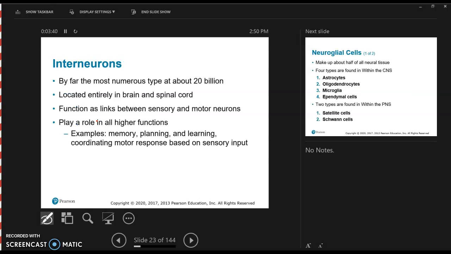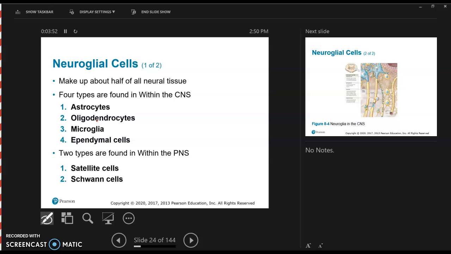And then we have interneurons. There's about 20 billion of these, and they're located in the brain and the spinal cord. They're the links between sensory and motor neurons, and they also play a role in higher functions. So that's neurons. Remember, neuron is just another word for nerve cell. They're the actual nerve cells.